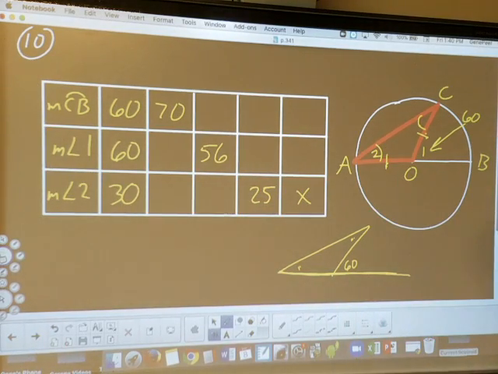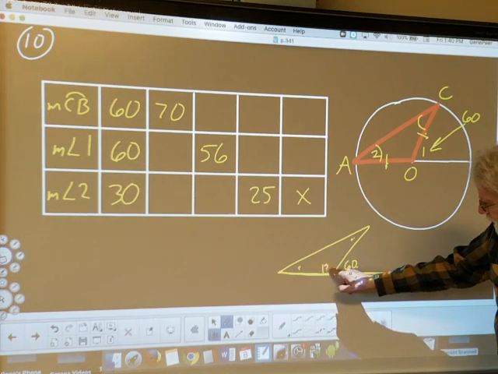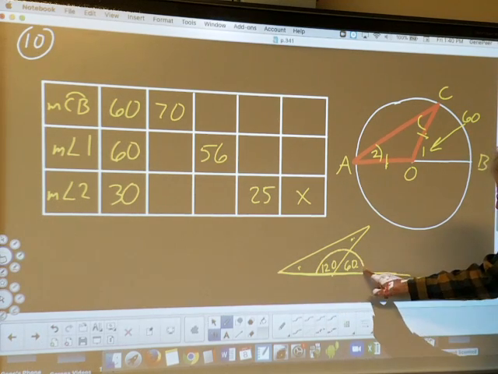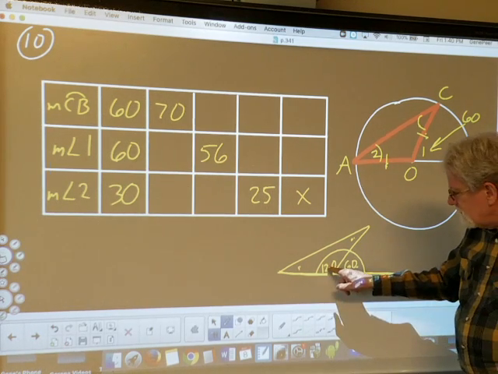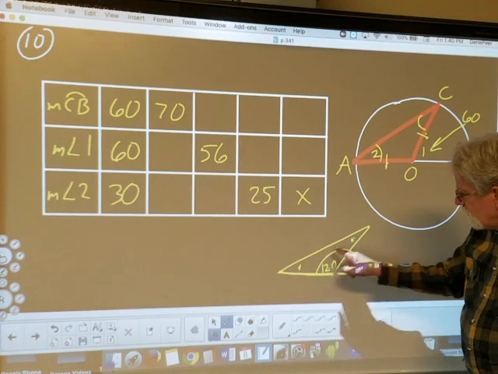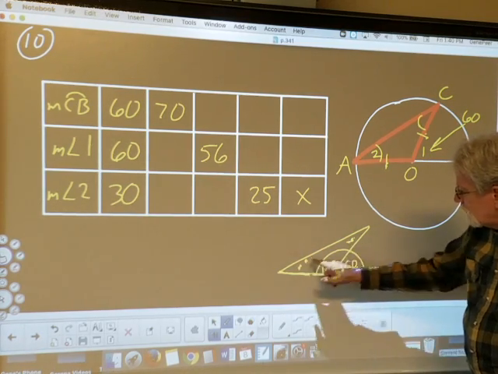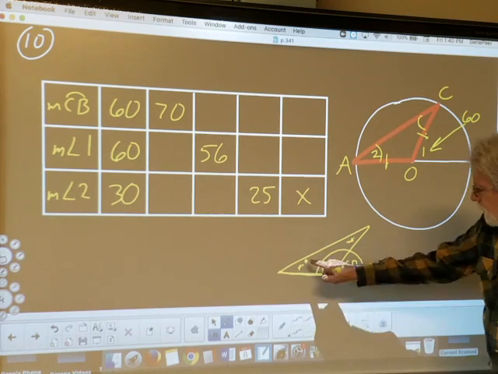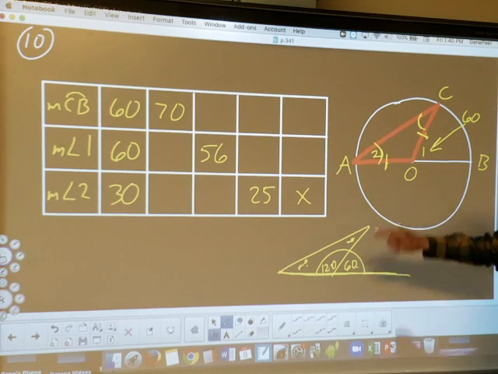There is another way to do that, of course. If this is 60, we know this has to be 120 because these two have to add up to 180. And if that's 120, what's that leave us for these two? Well, these three have to add up to 180, so that means these two have to add up to 60. But if these two have to add up to 60, but they also have to be congruent, then they must each be 30.